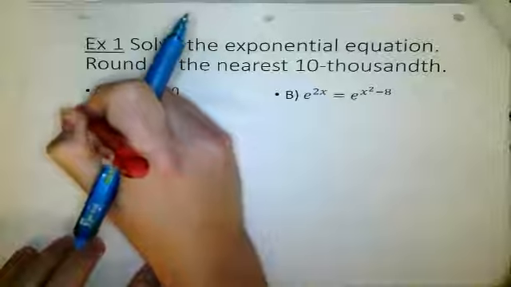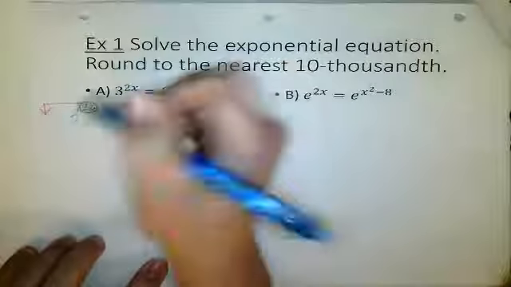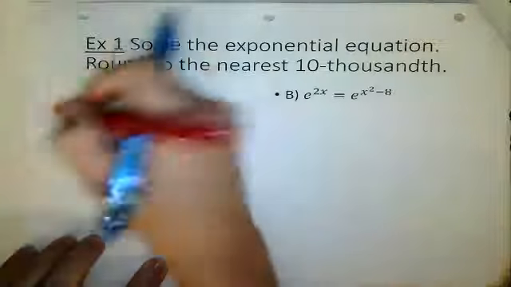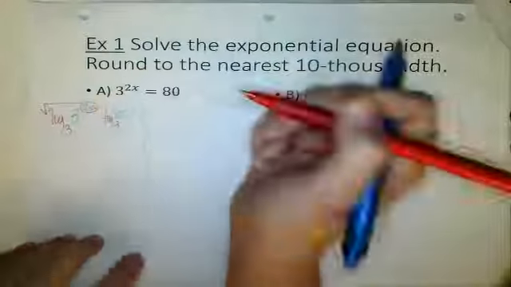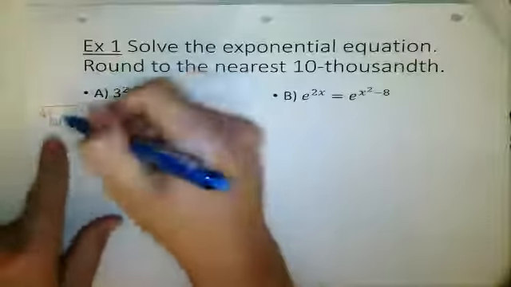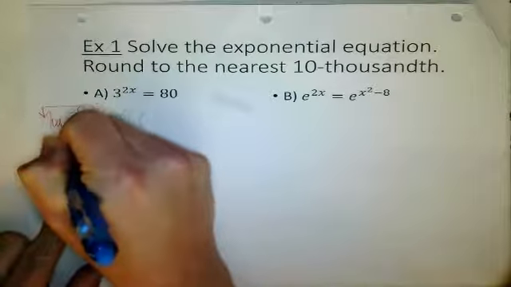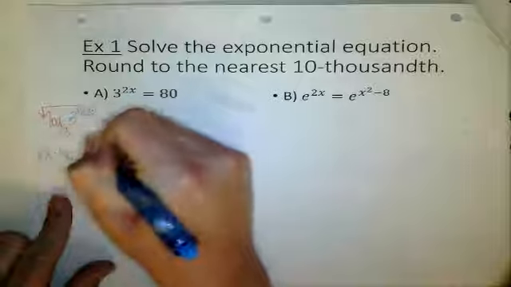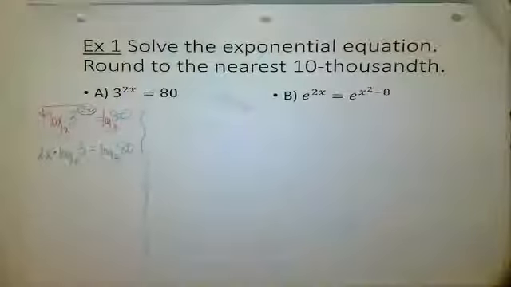Well, we're allowed to drop powers if we have a log in front. So what we're going to do then is we're going to take a log. I'm going to take log base 3 of both sides of this equation. And because now I have a log with a power, that power is going to drop down. So I get 2x times log base 3 of 3 equals log base 3 of 80. Well, what's log base 3 of 3?